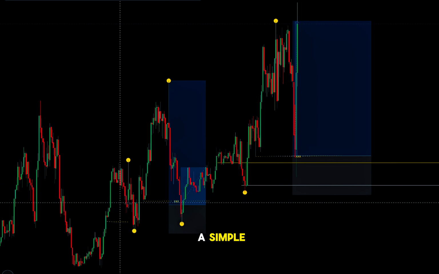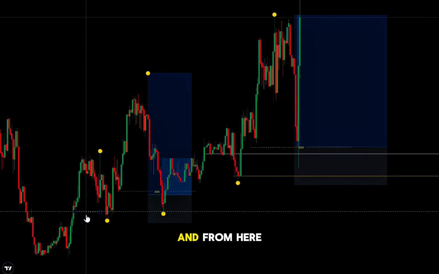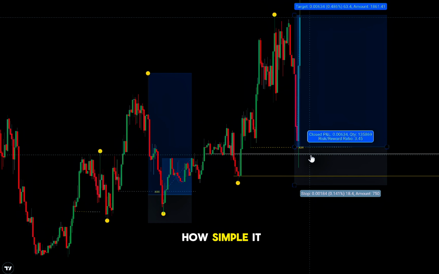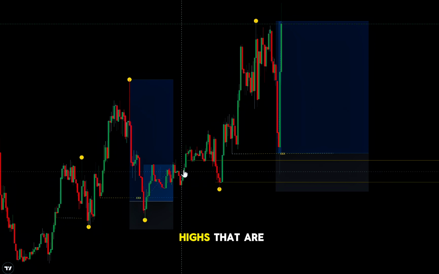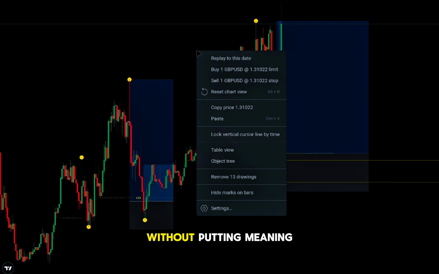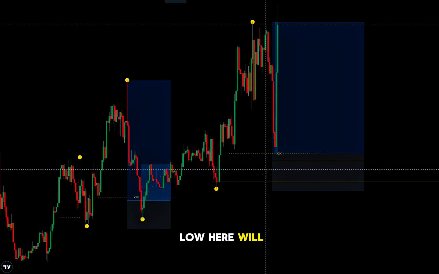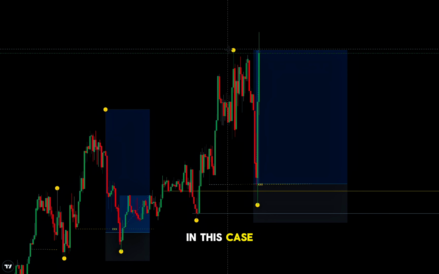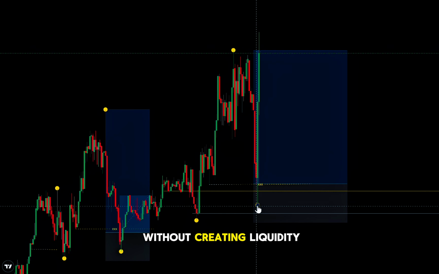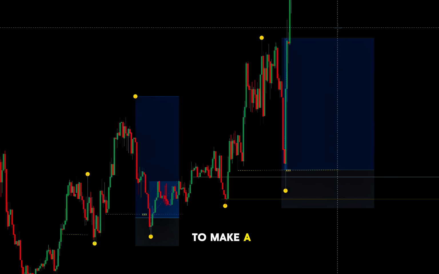This is just a simple structure and liquidity model I'm using, and from here you can see how simple it is to just use it and then identify the liquidity. Don't mind any highs that are created or any lows that are created without putting meaning to them. This is it. We target this low here, which will become our valid low now, and then we have this high. In this case, we broke here without creating liquidity, so we need to wait and then liquidity will be created again. That is it. I don't want to make a very long video.